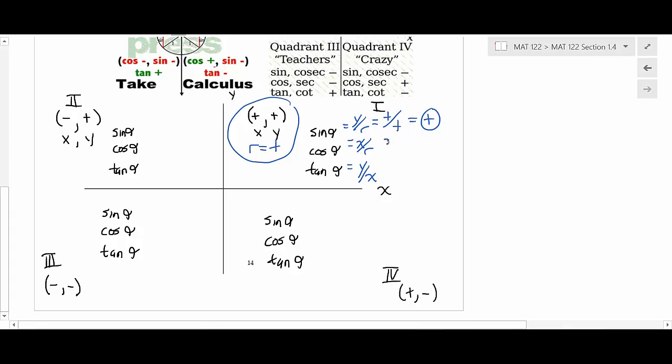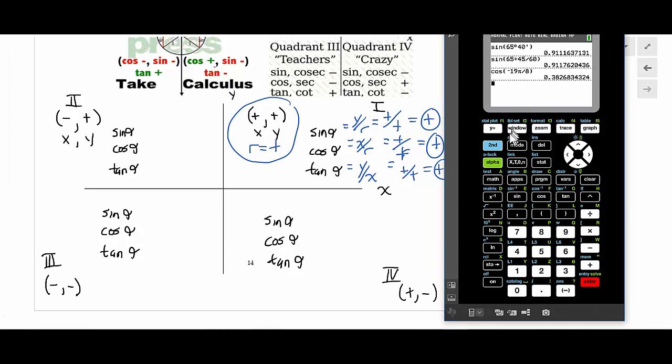Let's go to cosine. Cosine is x over r, so x is positive, r is always positive, so that's positive. Tangent's y over x. Y is positive, so is x, so you get a positive over a positive, so you get a positive. So what I just showed you is this. I'm going to show you something with the calculator real quick, and I'm going to get in degree mode just because I think it's easier for students to interpret. So here's what happens. If I did a sine of a quadrant 1 angle, notice I get a, whoa, hold on, I must be in the wrong mode.